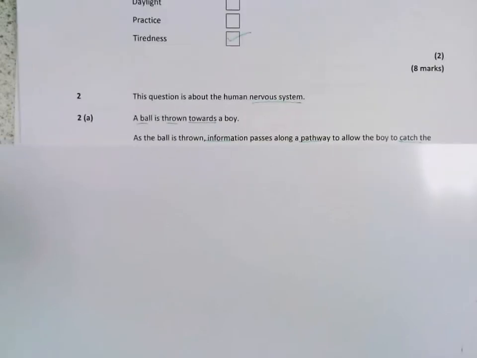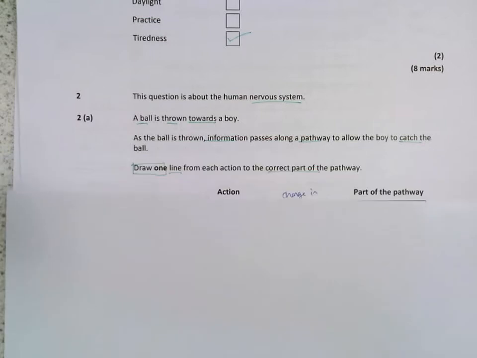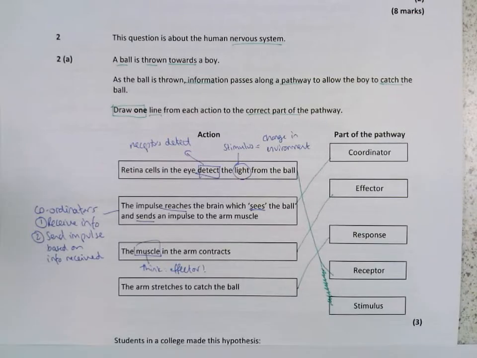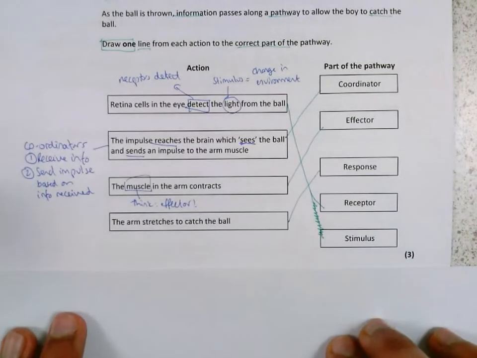Question 2. This question is about the nervous system. A ball is thrown towards a boy. As the ball is thrown, information passes along the pathway to allow the boy to catch the ball. Draw one line from each action to the correct part of the pathway. So again, we've got the same thing we talked about at the start, and this is the correct answer.